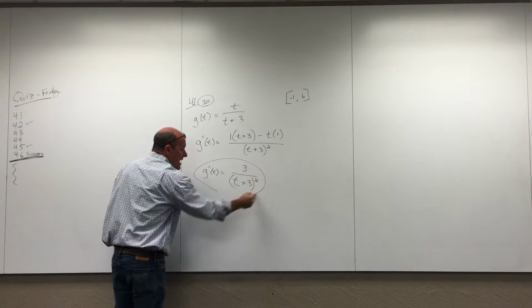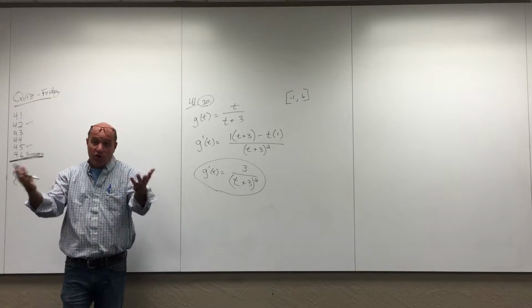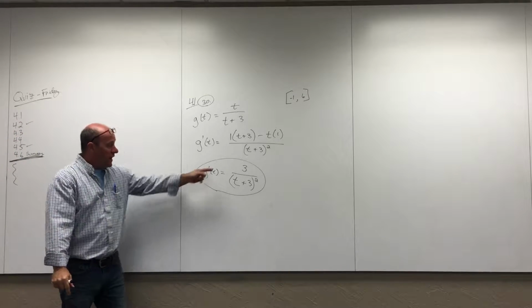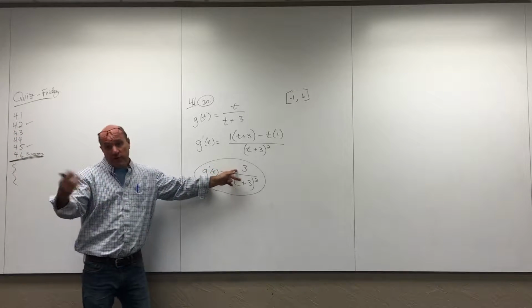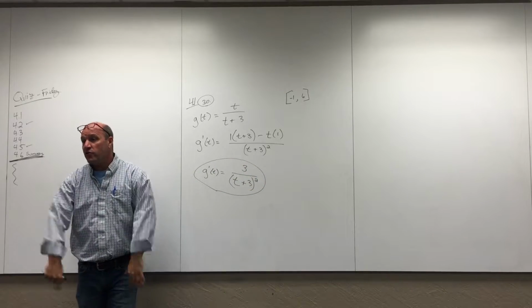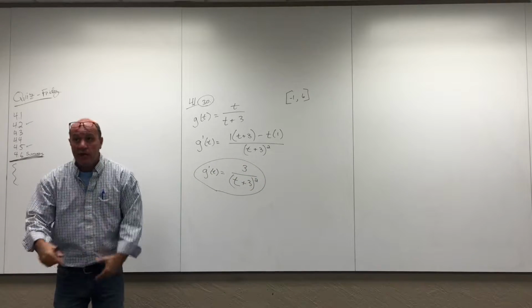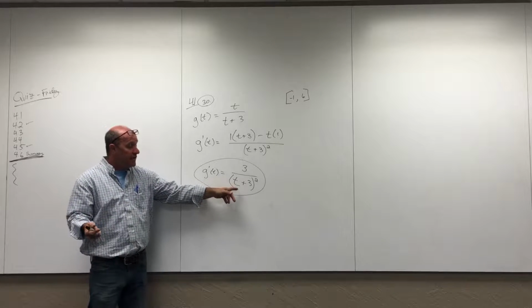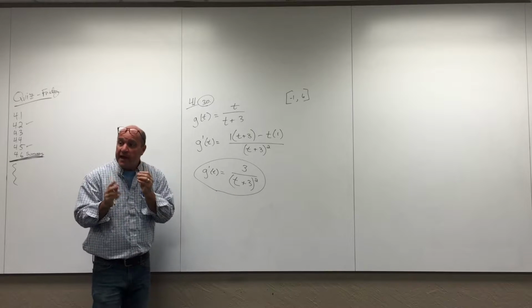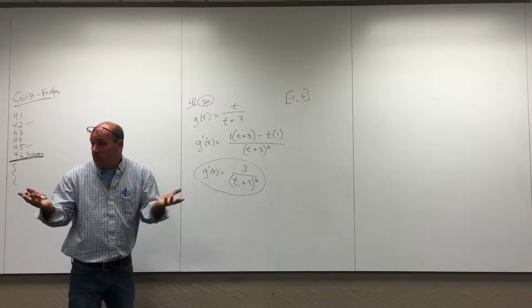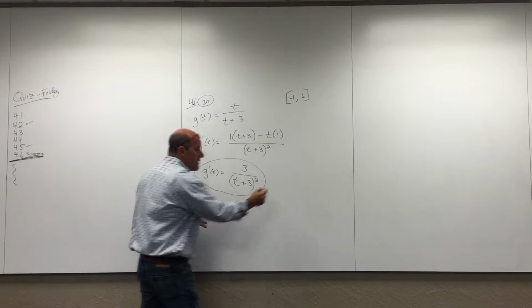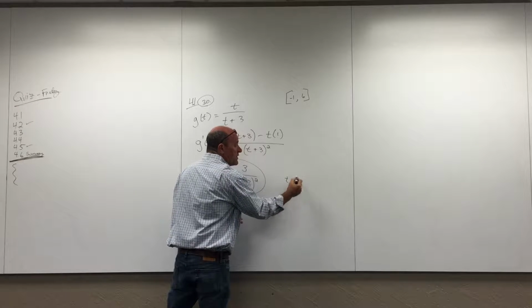So I could ask you 2 questions now, because I'm looking for critical numbers. So when does this equal 0? And you look at the numerator and you say, when does the numerator equal 0? And the answer is never. Okay. So then the other question is, when is it undefined? It's undefined when the denominator equals 0, which is -3. So maybe for a second I think -3 is a critical number because it's where the derivative is 0 or undefined.